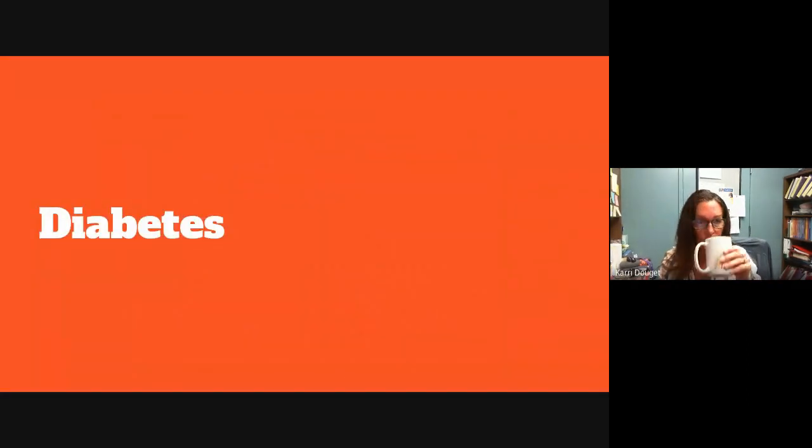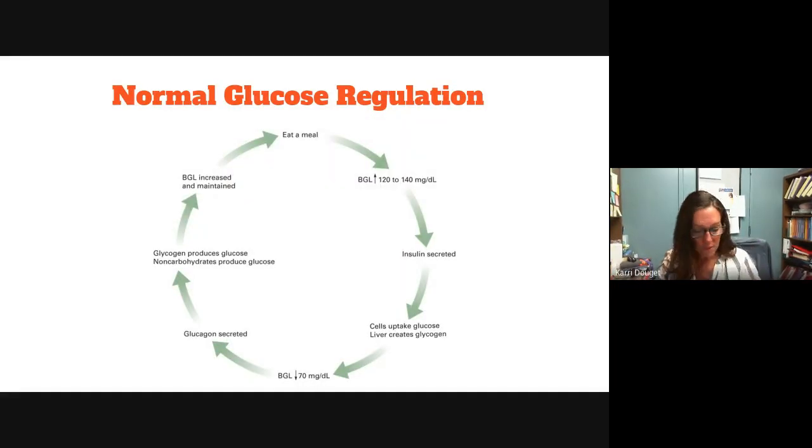Okay, last section, diabetes. So this is what happens normally, okay? So my normal blood sugar range is from 70 to 120. Okay, like that's the range I want to be in. So typically what happens is we eat something, it's broken down, the carbs, right? Carbs, fats, proteins. Carbs is the main source that we use.